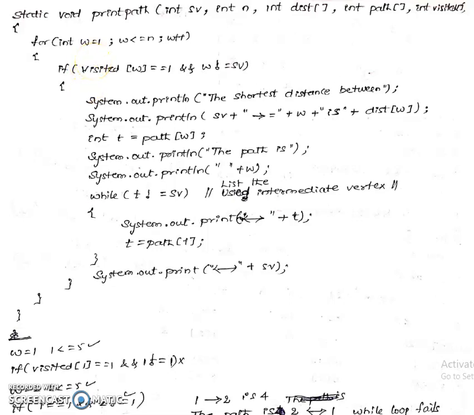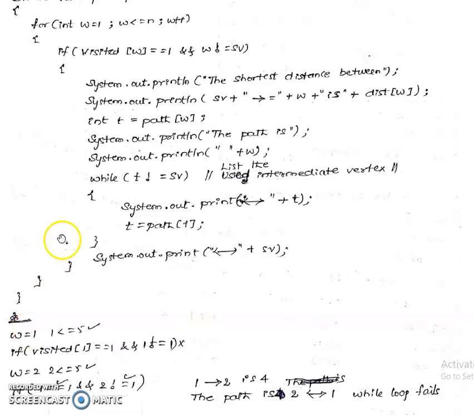Static void printPath is the function that you are going to find. Once you call this particular method, w is equal to 1, 1 less than or equal to 5. You can observe here, I have written if visited of 1 double equal to 1. All the vertices need to be visited, then only I can print the path.